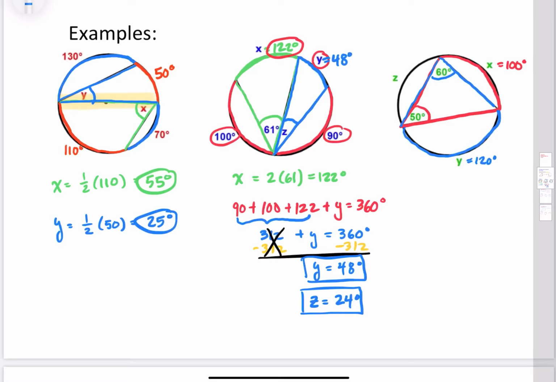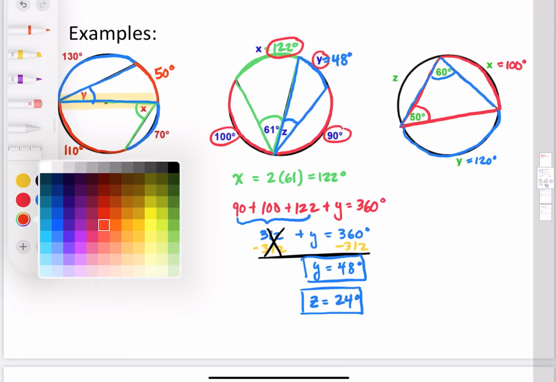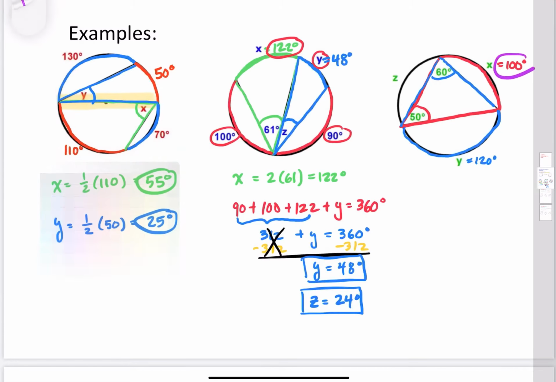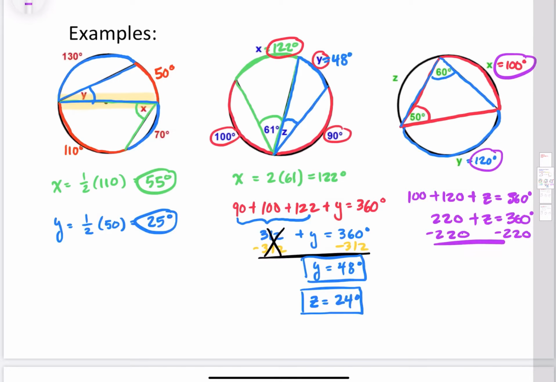Now, or arc z, and there's a couple ways that we can do this. One of the easier ways is to just remember that a full circle has to add up to 360 degrees, and we already have 100 and then 120 here. So if we add 100 plus 120 plus z, that should add up to 360 degrees. Okay, so now we combine the 100 and the 120. That's 220 plus z is equal to 360. And then we subtract 220 on both sides. And that means z has to be 140 degrees.